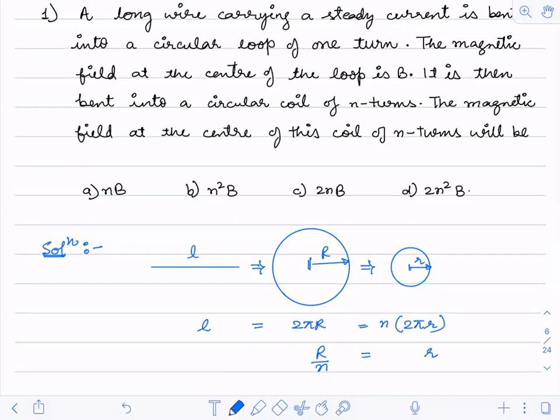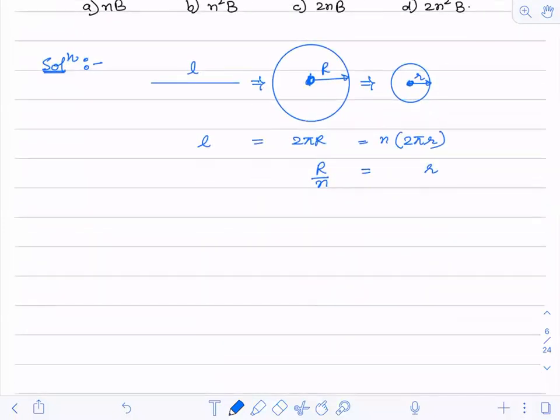Now, as per the question, the magnetic field at the center of the loop is B. The magnetic field at this point is B. So how will we calculate the magnetic field at the center of this smaller coil? So just check over here. The magnetic field, B dash I'm writing, I will write as mu naught I by 2r. Now what is the value of r over here? Capital R by n. So mu naught I by 2 capital R into n.